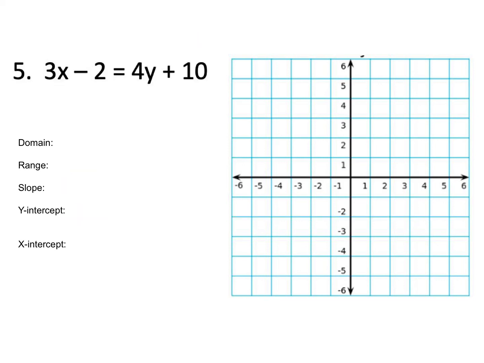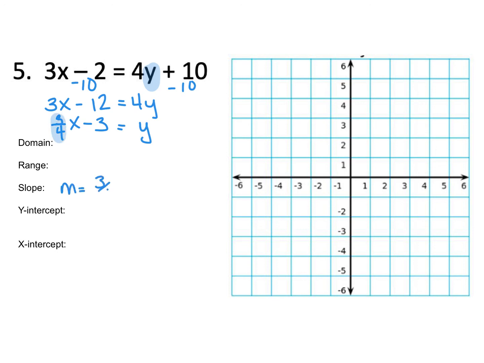In number 5, this is in neither slope-intercept nor standard form, so I'm going to choose to solve this for y. And since y is already on the right, I am going to leave it there and begin by subtracting 10 from each side, which would give me 3x minus 12 equals 4y. Now I'm going to divide both sides by 4, which would give me 3/4 x minus 3 is equal to y. So my slope would be the 3/4, and my y-intercept, my b value, is negative 3. As a point, it would be (0, -3).